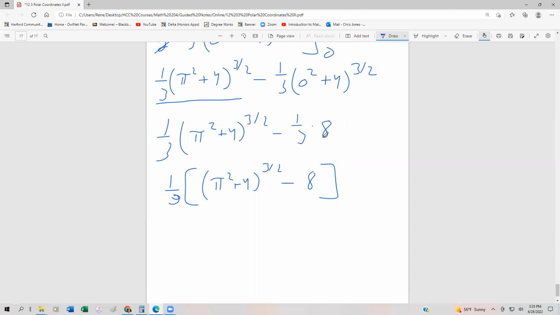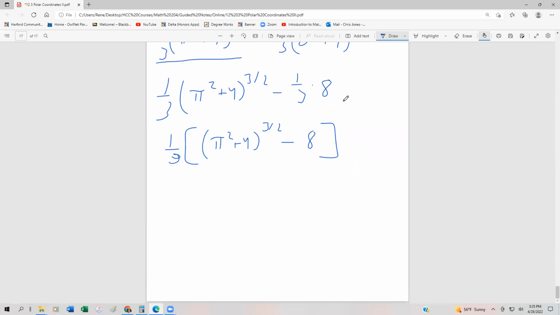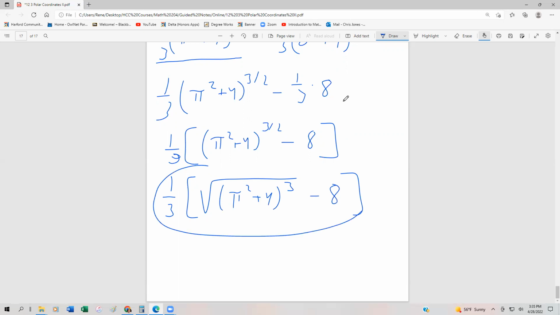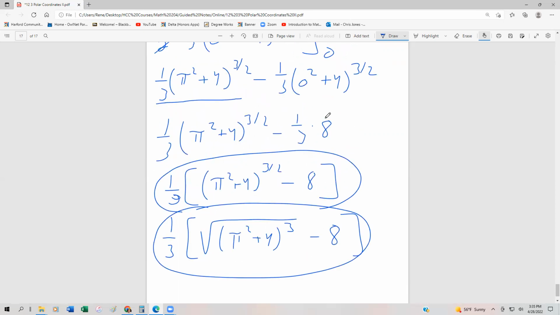Or if you wanted to write it back into the radical notation, another way that you could possibly write this would be the square root of (pi squared plus 4) cubed minus 8, all over 3. Either of these or any of these are fine with me. I don't really care, because at that point it's starting to put lipstick on a pig and you can't really make it look much better than what it is. So that's our arc length.